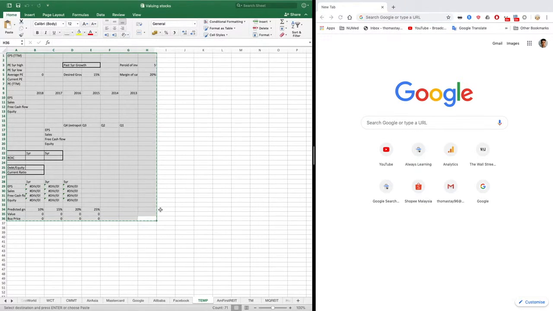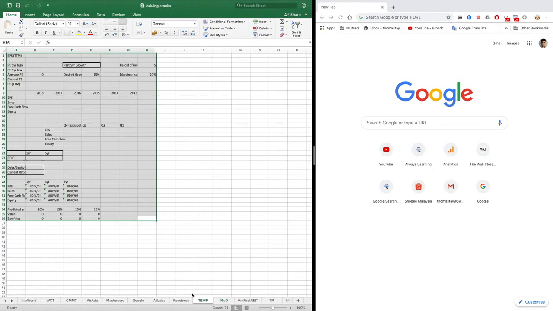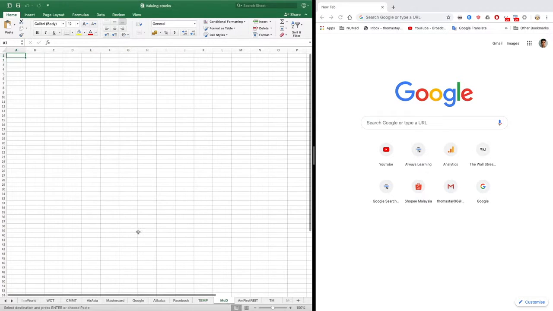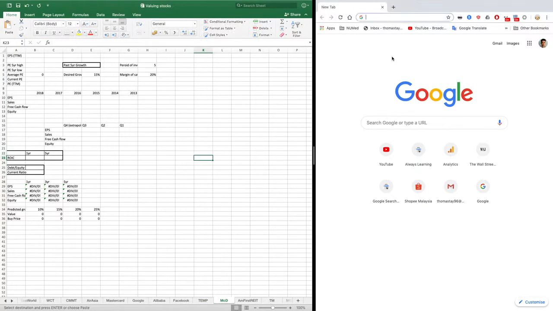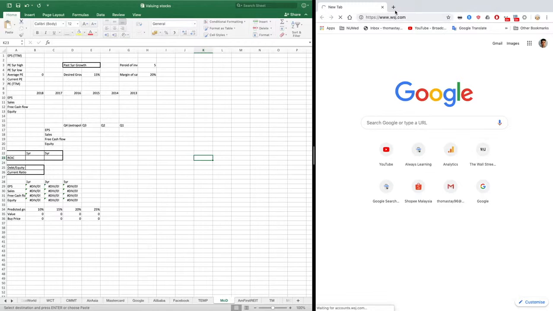So here I have my template. I copy this, make a new sheet, rename it as McDonald's, and paste. First, we'll go to Wall Street Journal to get all the data. This is how I will value it, but there are many other ways to value it. You can go to MSN Money as well.